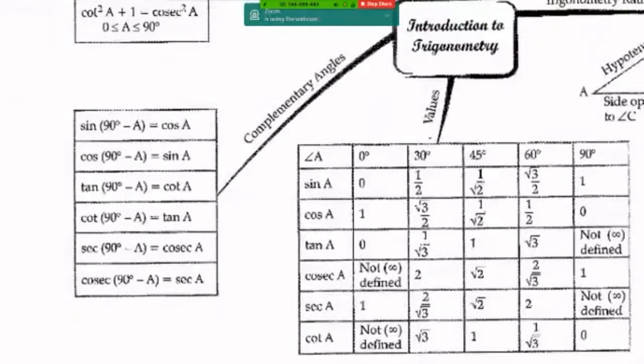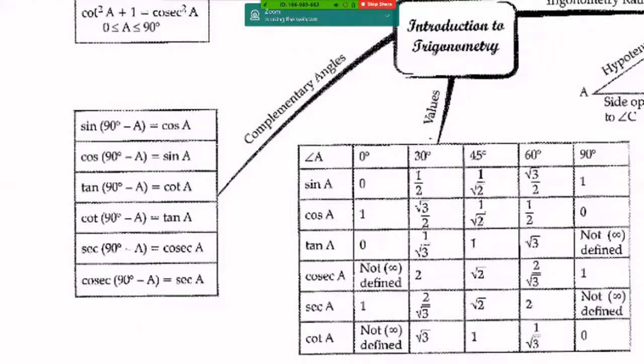We also did complementary angles. In complementary angles, we saw that sine of 90 minus A is cos A, cos 90 minus A is sine A, tan 90 minus A is cot A, cot 90 minus A is tan A, secant 90 minus A is cosecant A, and cosecant 90 minus A is secant A. This all we had done till the last class we met.